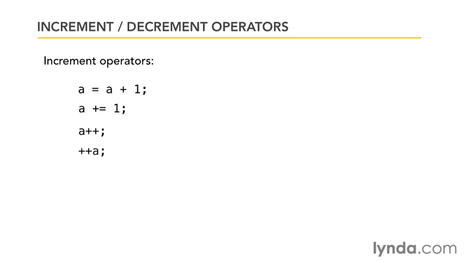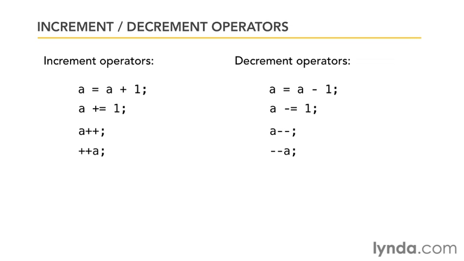They both do the same thing. They both add 1 to whatever the variable is, but they do it in a certain way that's slightly different from each other, and we'll see why in just a moment. As you might expect, there's also decrement operators. So for A plus 1, we also have A equals A minus 1. And we've already talked about how we can do the minus equals operator, but there's also post and prefix versions of decrement as well, where you simply put two minus signs next to the variable rather than two plus signs.